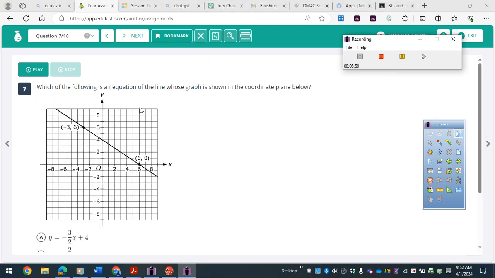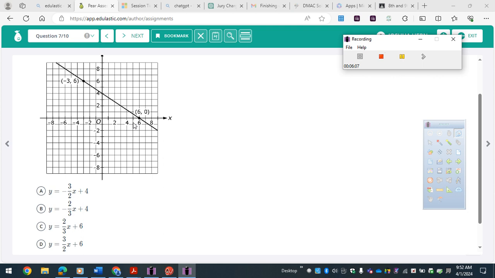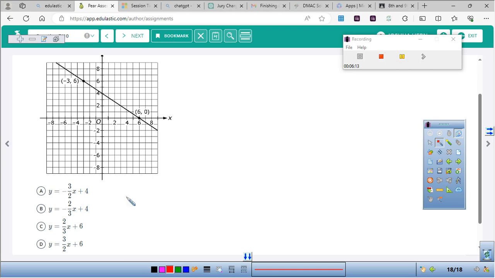So again, which of the following is an equation of the line whose graph is shown in the coordinate plane below? Once you see this, you see these 2 points, and look at the answer choices here. Well, the answer choices are really easy, thank God, and this is for 8th grade. You really don't have them like this. You can have it in the form of y equals mx, which is your slope-intercept form. So once you see these things right here, you should go to List and Spreadsheets, and we go to Menu 4 1 3.